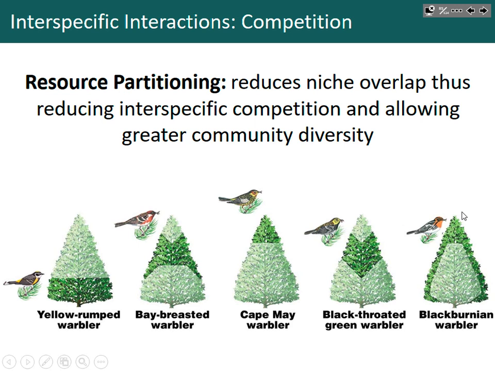They spread themselves out a little bit, and therefore all of these species are able to live in this same spruce forest, whereas if they all fed in the exact same spot on the tree, they wouldn't all be able to feed there. They would outcompete each other. So that's called resource partitioning.